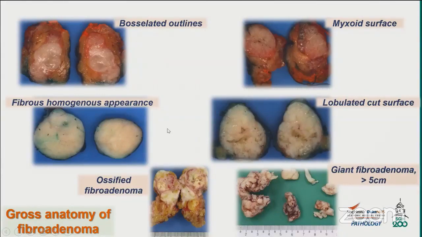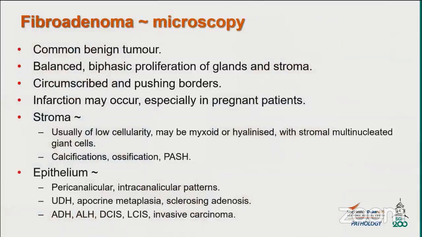These are the several phases of the gross anatomy of the fibroadenoma, from those with bosselated outlines, myxoid cut surfaces, a fibrous homogeneous appearance, those with lobulations. They can also undergo ossification and have a grittiness to the cut and feel, and some fibroadenomas may assume large sizes, which we term giant fibroadenomas when they exceed more than 5 centimeters in dimension.